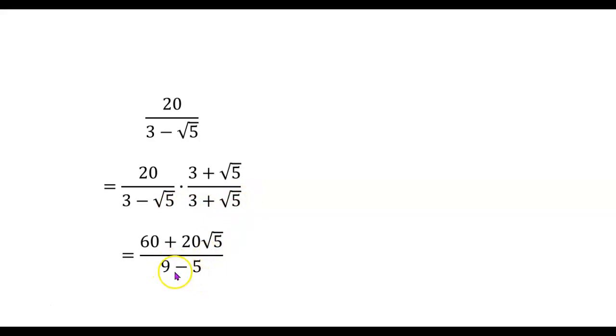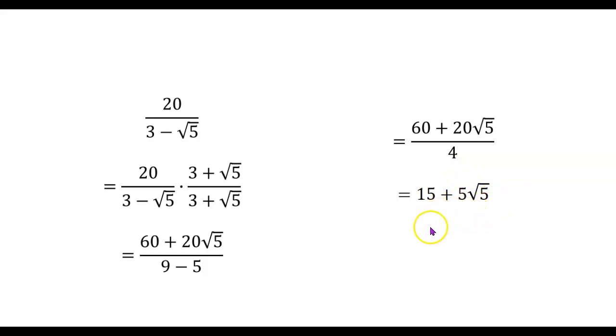Now, what is 9 minus 5? Well, it's just 4. So now we're looking at 60 plus 20 times the square root of 5 all over 4. And we can simplify that because the 60 and the 20 root 5 are both divisible by 4. 60 over 4 is 15, plus 20 root 5 over 4 is 5 root 5. So our final answer simplifies down to 15 plus 5 times the square root of 5.